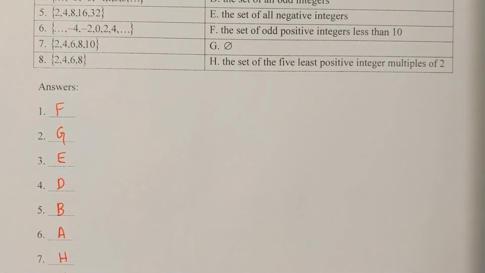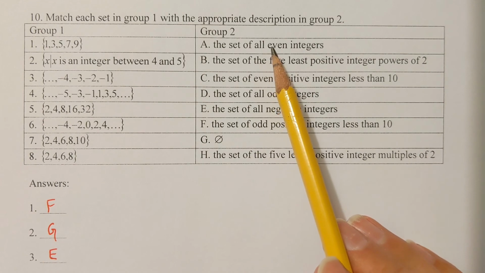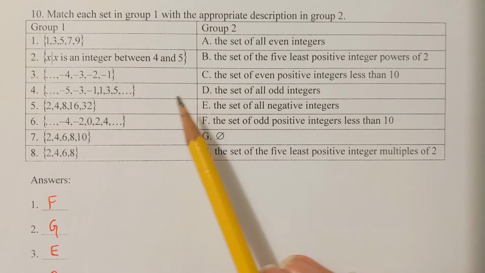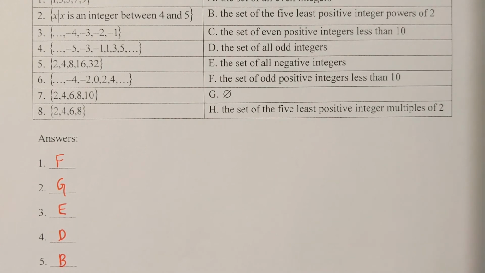Problem 6. Problem 6 is where I'm working with even integers. So that's going to be A, the set of all even integers. 0 is an even number. An even number is one that you multiply by 2, and so 0 times anything is 0, right?